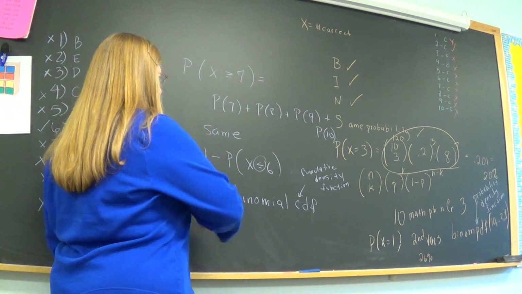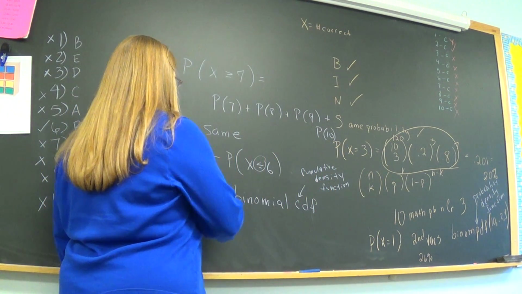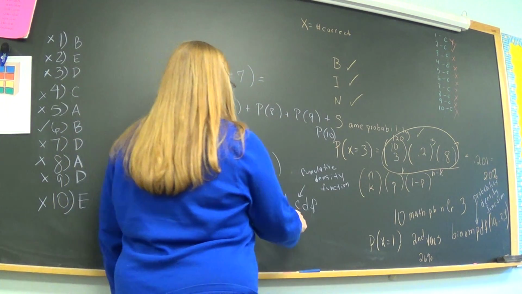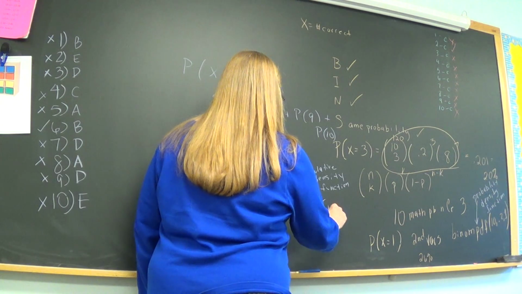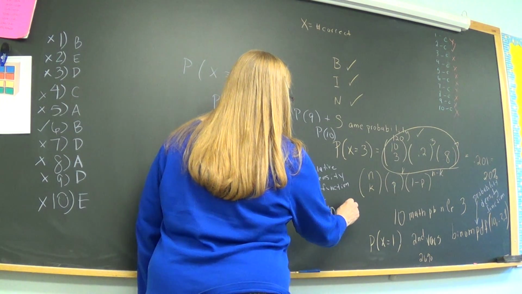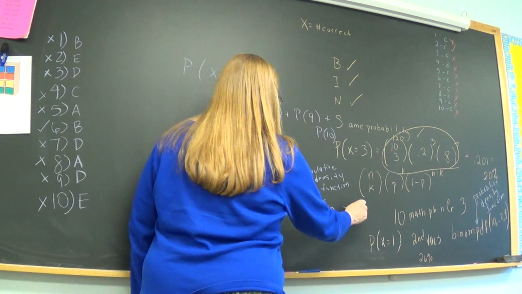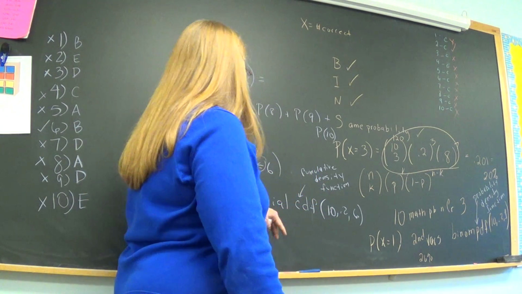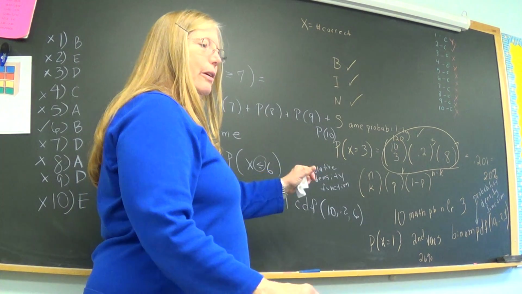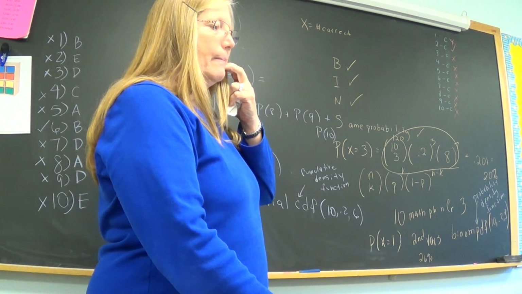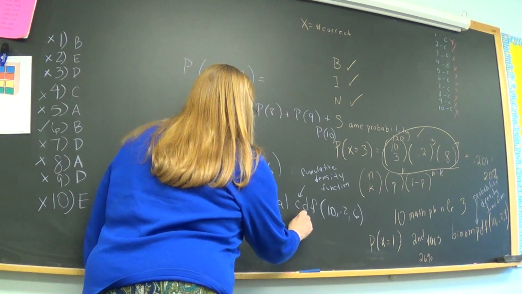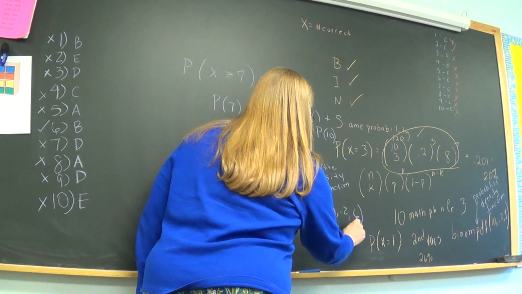So your calculator will do the whole thing for you. You're going to have to hit the 1 minus before you go to your binomial button, then CDF, and then you're going to put in 10 trials and probability of 0.2, and you're going to give it 6. And when you give it the 6, it knows, because it's a CDF command, to do everything less than 6.